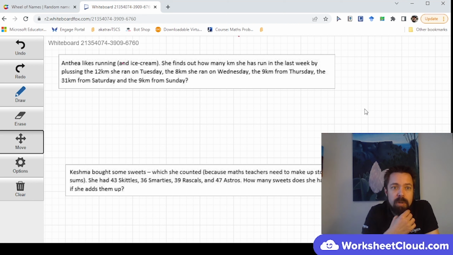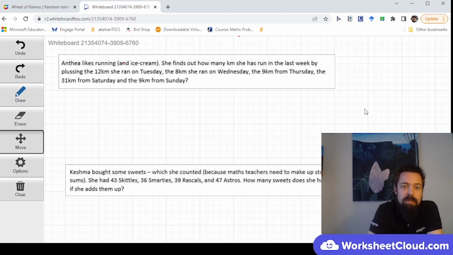Also in each of these I'm going to point out the word that's going to show you that we're adding, because sometimes it doesn't actually say add these numbers together. Okay, so Anthea likes running and ice cream. Yes, teachers love to throw useless information in there just to see if you can be confused or not confused. No one minds if Anthea likes ice cream. It's not about the problem.